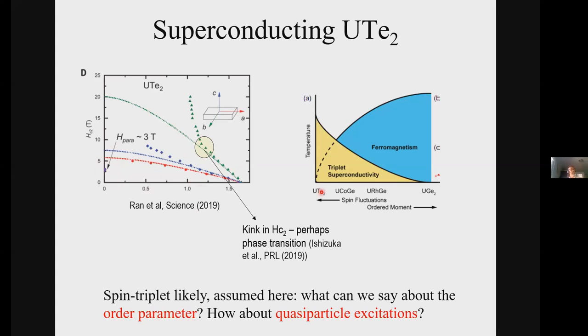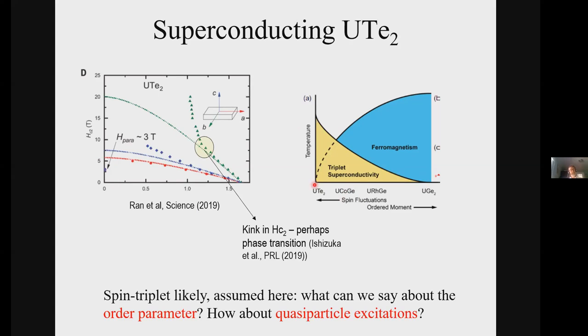In addition, uranium-tellurium-2 seems to be the end point of a family of uranium-based ferromagnetic superconductors. This family all seem to have ferromagnetism at a higher transition temperature, followed by superconductivity at a lower transition temperature.